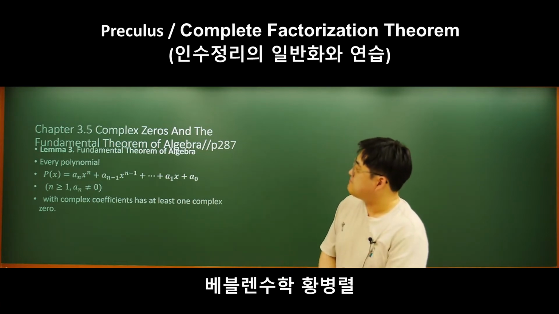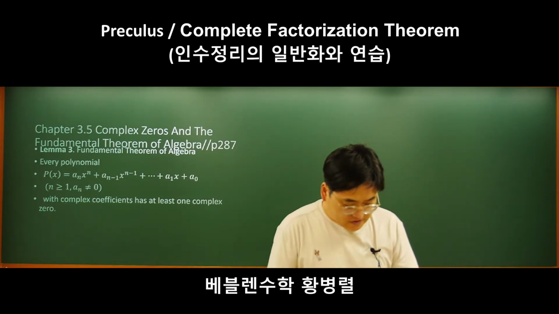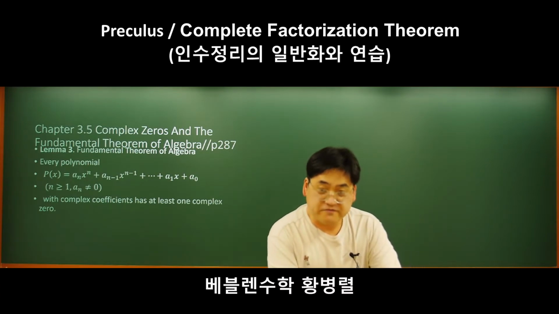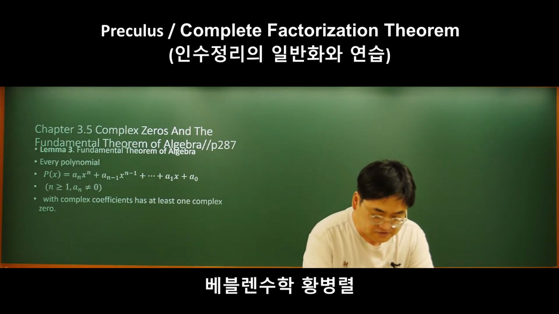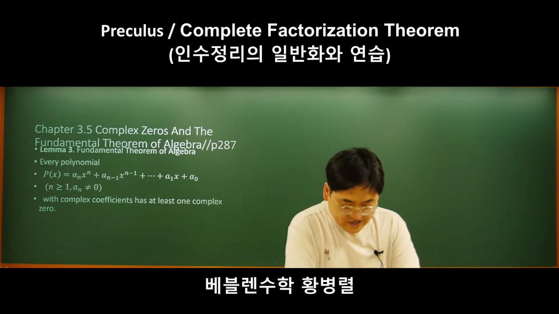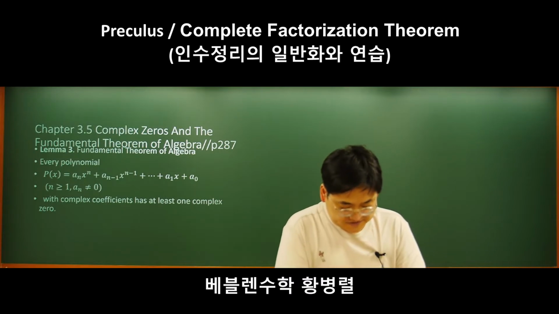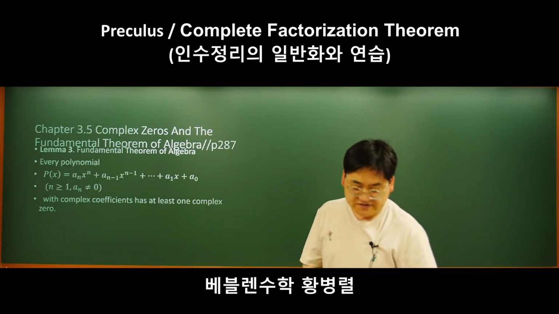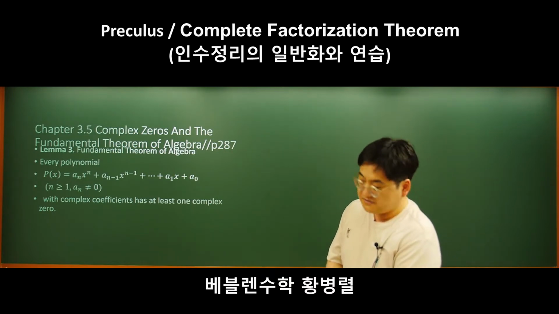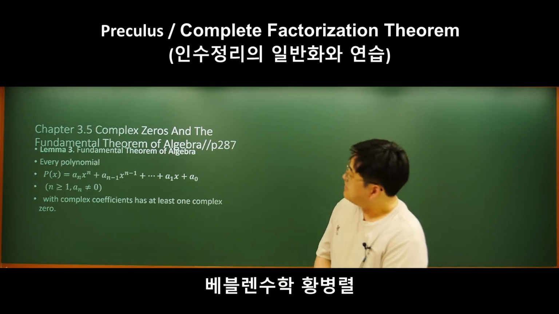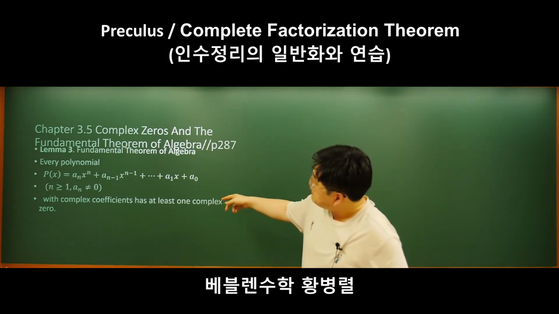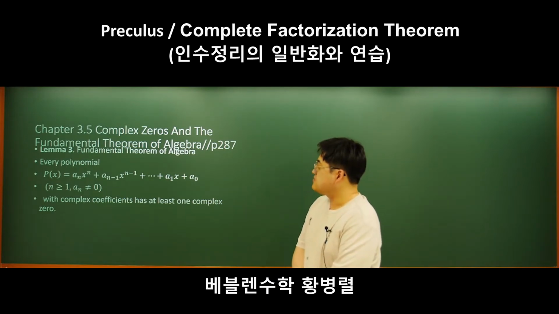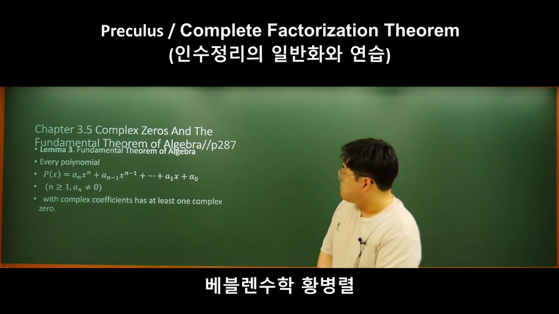Lemma 3 is called the fundamental theorem of algebra. The proof of the fundamental theorem of algebra is very difficult. I will not introduce the process of its proof because it requires knowledge at the level of an undergraduate math course. Just keep this statement in mind. I will use this theorem to prove other theorems. Let's read: every p(x) with complex coefficients has at least one complex zero.